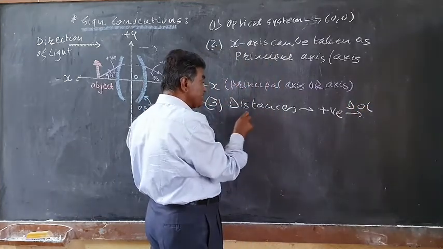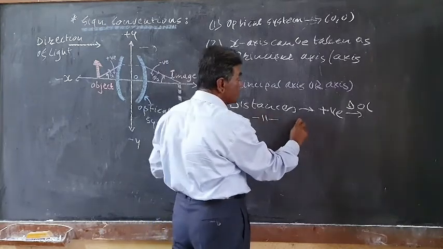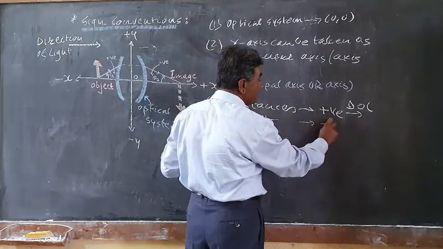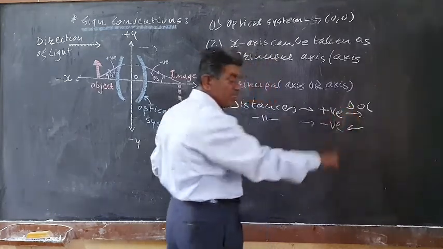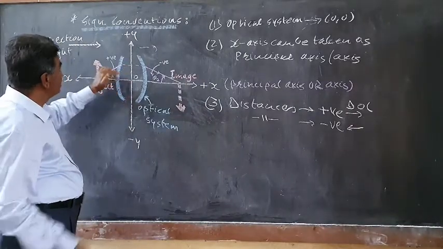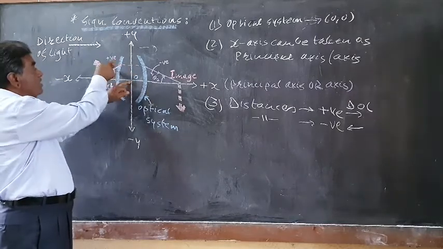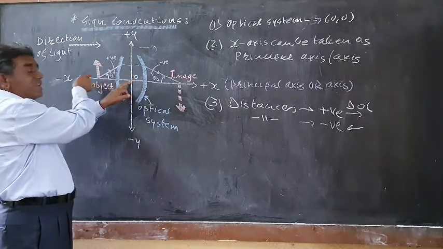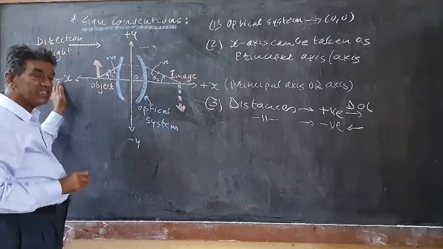While the distances which are measured in the direction opposite to the direction of the light can be taken as negative. So the distances measured opposite to the light from the origin, and the origin is important, can be taken as negative. So here is the negative sign.